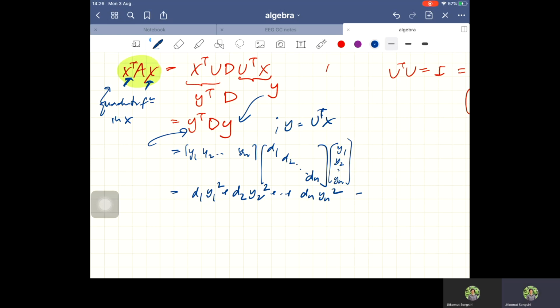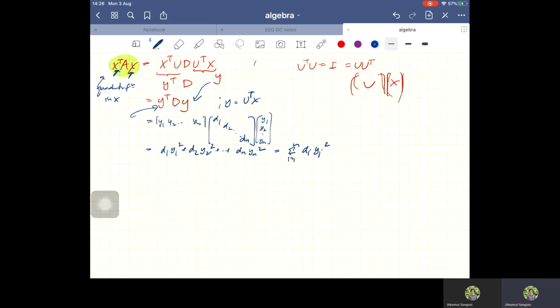Or you can write it in a summation format: sum of Di Yi squared. Now, when we have this, it means that the quadratic form in X can be written as a sum of squares in vector Y.